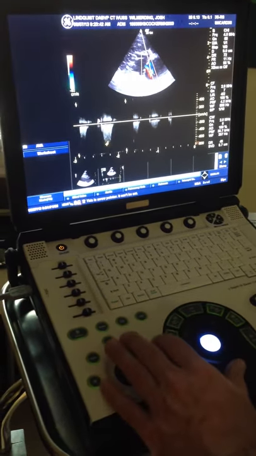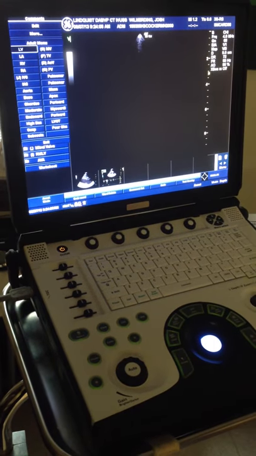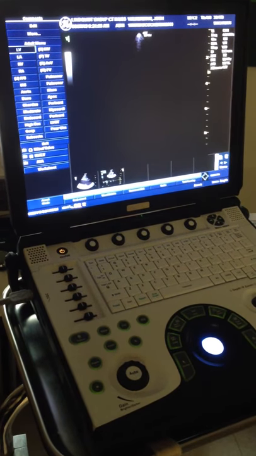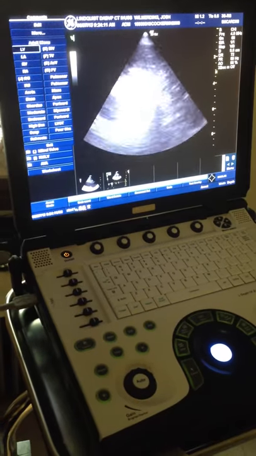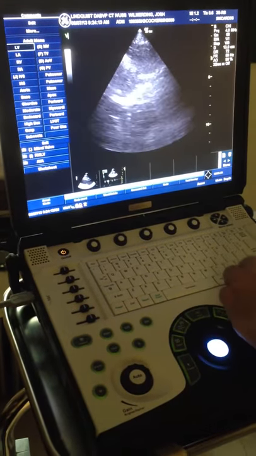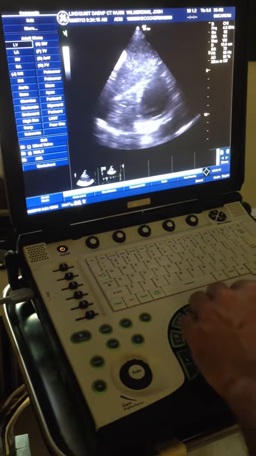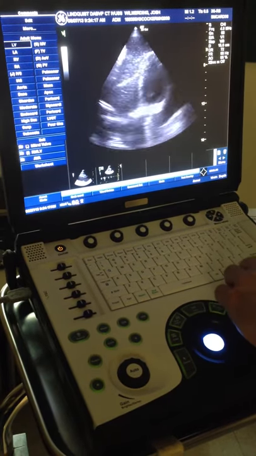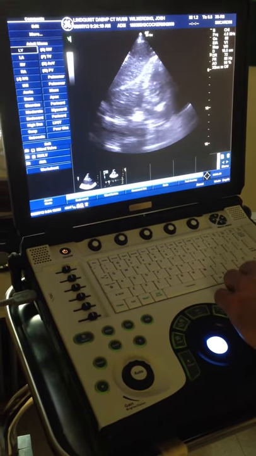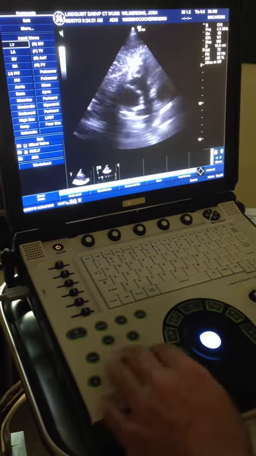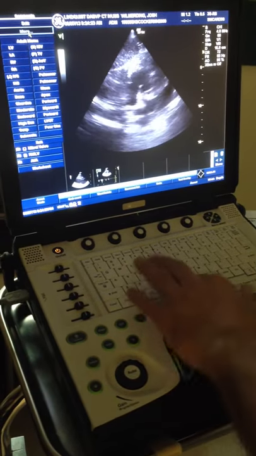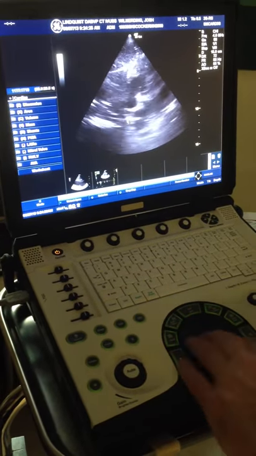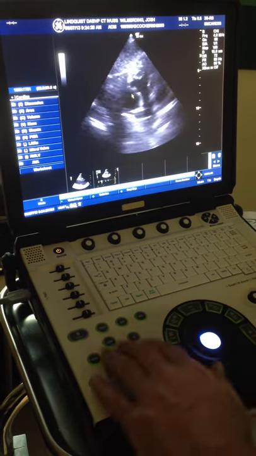So now from this view, I'm going to go sub-xiphoid. The patient is always in right lateral recumbency. And go sub-xiphoid from the abdomen, going into the chest, through the liver. And this is a 3S probe. I'm at 4 megahertz on this particular dog. And I have the apical view, where I have the mitral valve. I can check my velocity again from here.